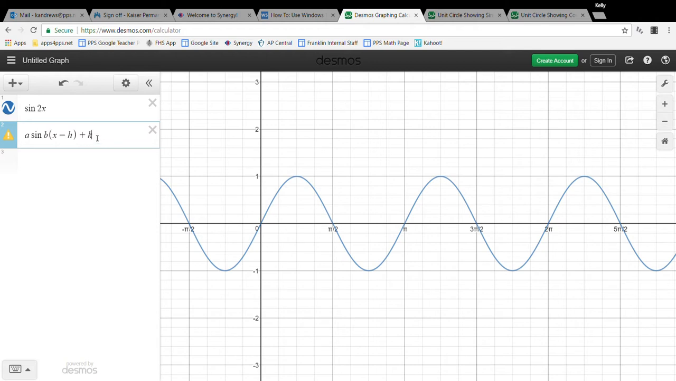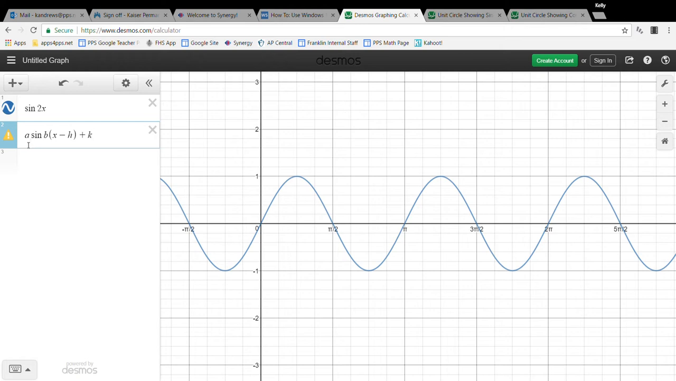The k that's hanging out there by itself, that's what's going to change your midline. The h moves it left or right, but remember, because this is x minus h, it always moves it the opposite direction of what you think it's going to move it. So if it's x minus pi over 2, the starting point goes from 0, 0 to pi over 2, 0, and it's going to start here instead. So if it's x minus something, it moves it to the right. If it's x plus something, it moves it to the left, because it created a double negative.